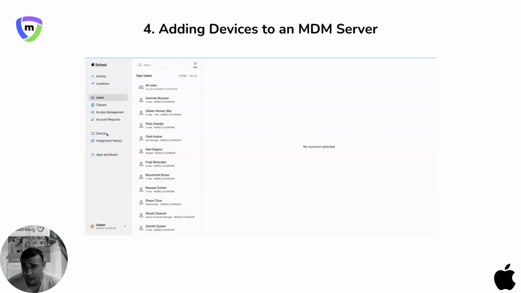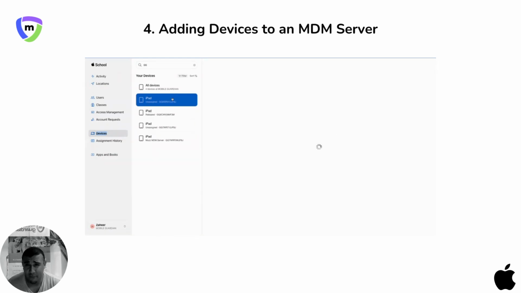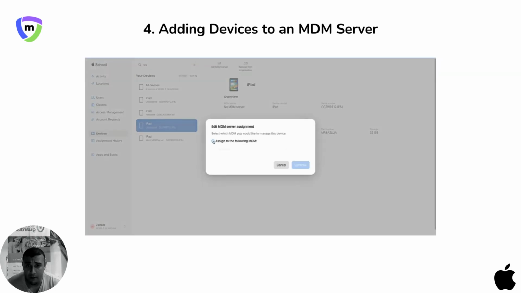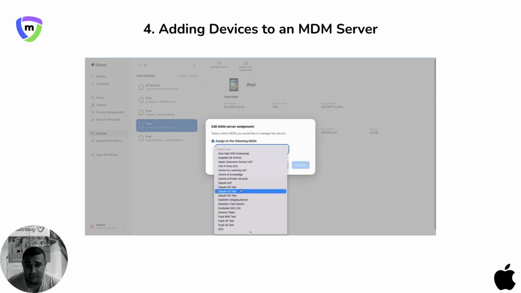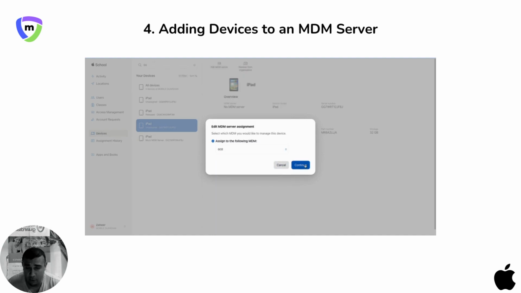then we have to go to devices. Okay, once in devices, you will see there are unassigned devices. You can assign a device individually to a MDM server, or you can bulk assign by clicking Control on Windows and Command on a Mac, and then selecting more than one device. Once you selected the device in question, you can click on the Edit MDM server, then click on Assign to the following MDM, and then select your MDM or school of choice, and then click on Continue.